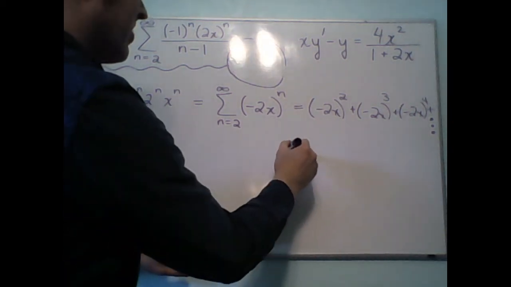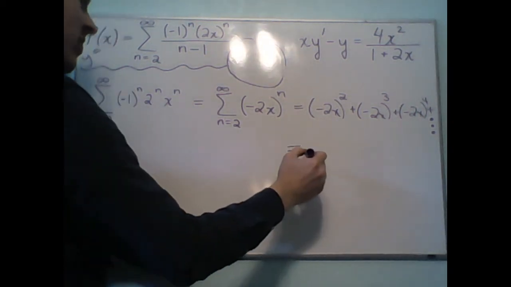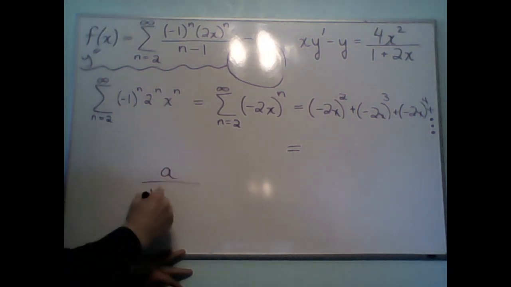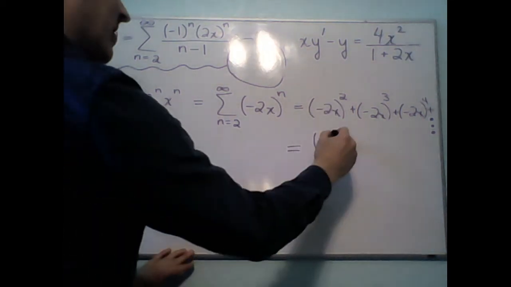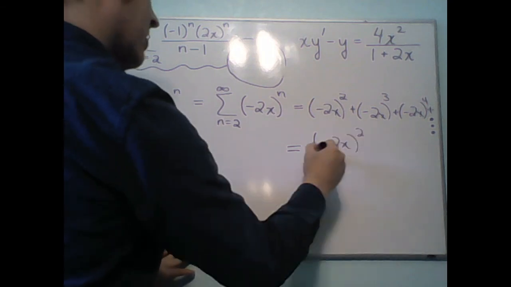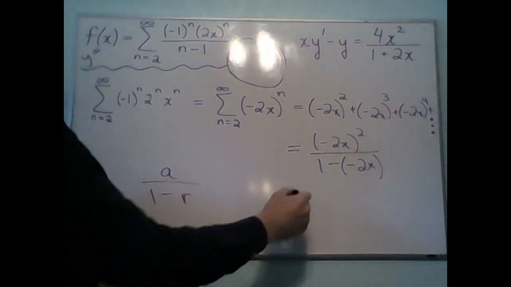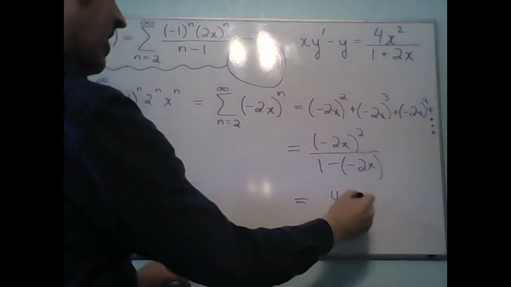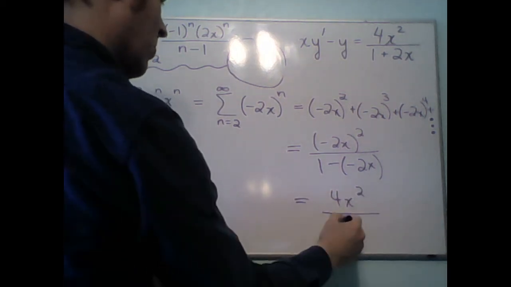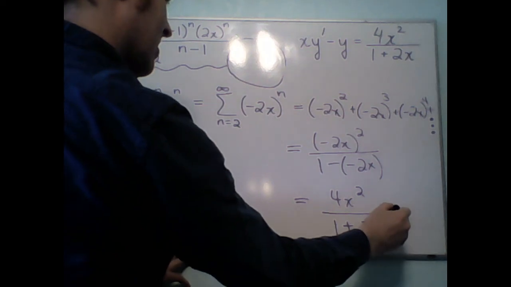The formula for the sum of a geometric series is first term over 1 minus the common ratio. Remember, a over 1 minus r. My first term again, negative 2x quantity squared, divided by 1 minus the common ratio of negative 2x, and that simplifies to 4x squared over 1 plus 2x. Yes.